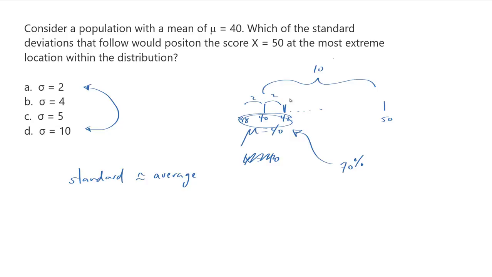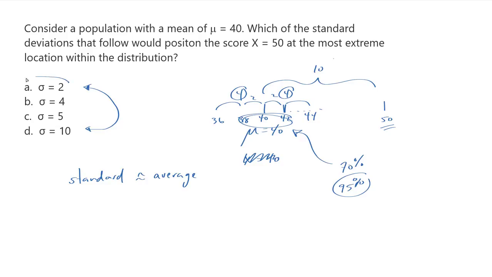You also learn in this chapter that 95% of scores are within 2 standard deviations. So if I went 2 standard deviations up to 44, and down another 2 to 36, 95% of my scores are going to be somewhere between 36, that's 2 standard deviations below 40, and 44, which is 2 standard deviations above 40. 50 is not even close to there. 50 is so far ahead of that, it would make it a very extreme score.